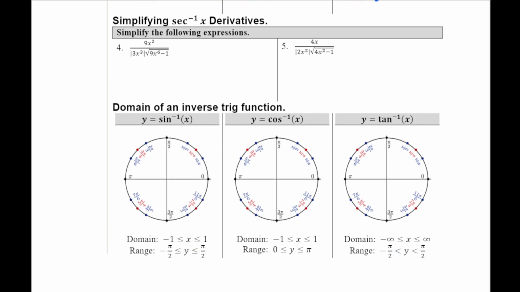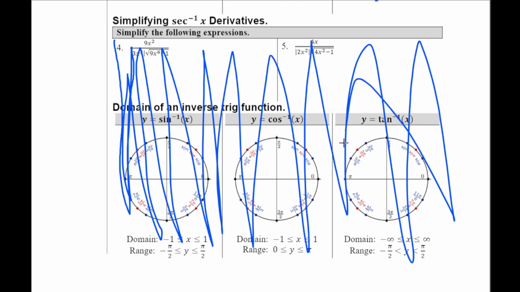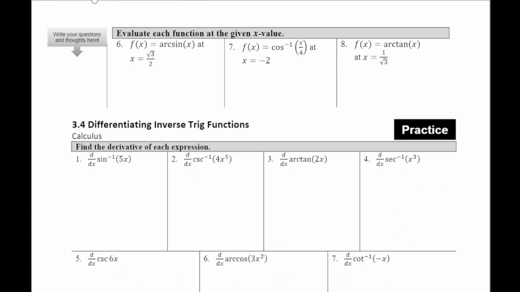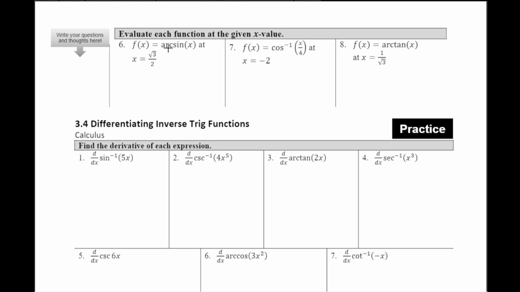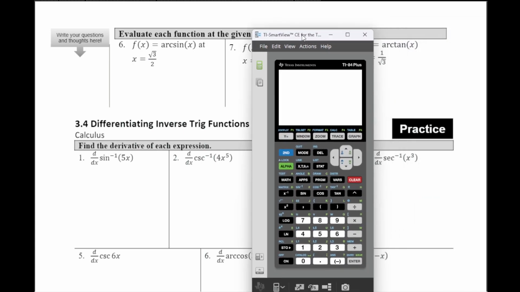All right. We're going to actually skip all of these right here. We're not going to worry about it. It does not come up much on the AP exam, so I'm not going to make you do these ones here. So let's go to the next page. Just evaluate each function at the given x value. For these, you're not finding the derivative, you're just evaluating the function. And we can just practice using our calculator for how to do these.